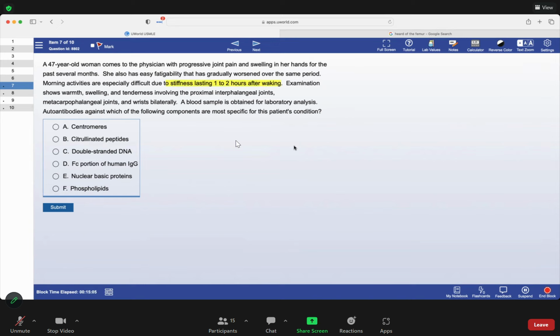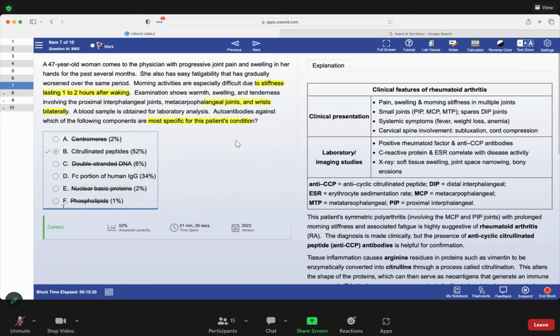That should give you the diagnosis, isn't it? Okay. And wrist and joint bilaterally, symmetrical. So that's basically rheumatoid arthritis. They're asking which of the following is the most specific. Okay, you should be fighting between two things, folks. B and D, but B is the most specific one. Remember that? That's exactly what it is. Okay, that's a rheumatoid factor. Look at that, 52% and 34. That's non-specific. Okay.